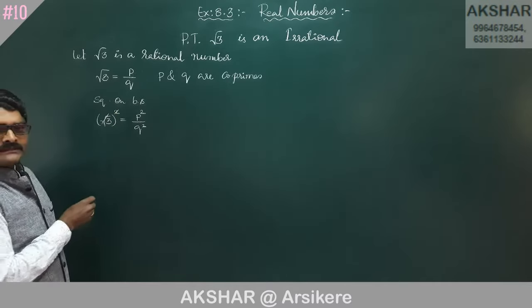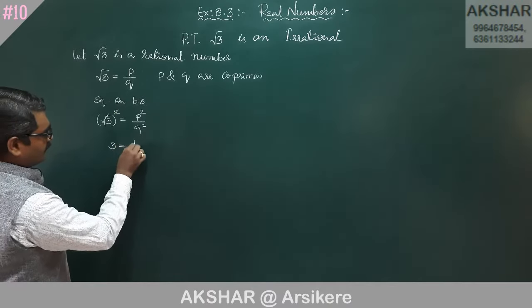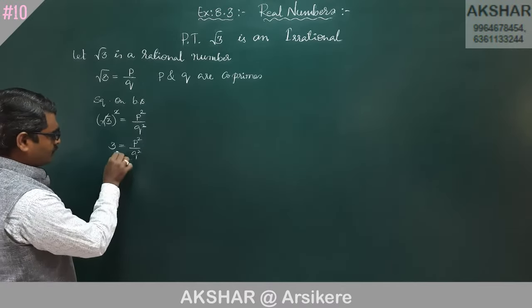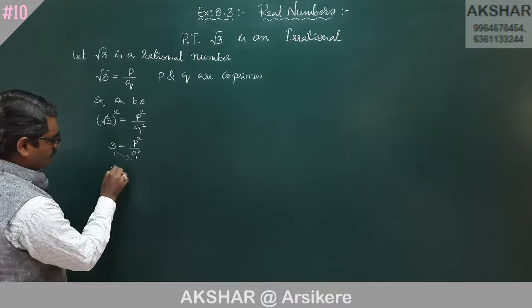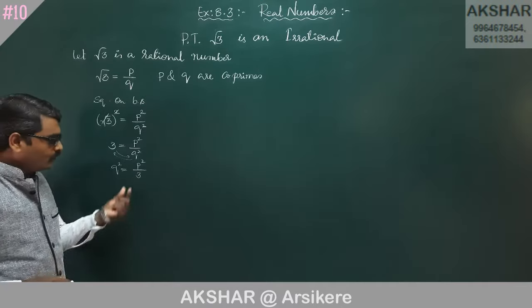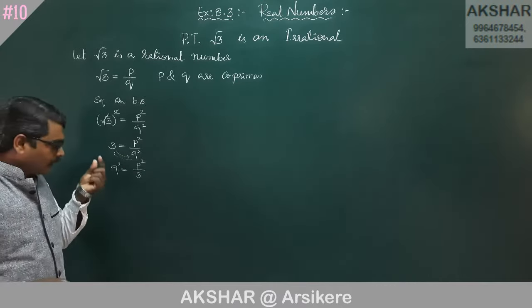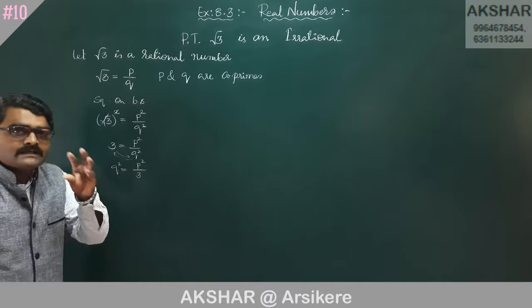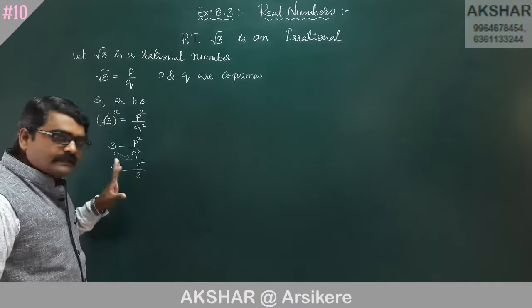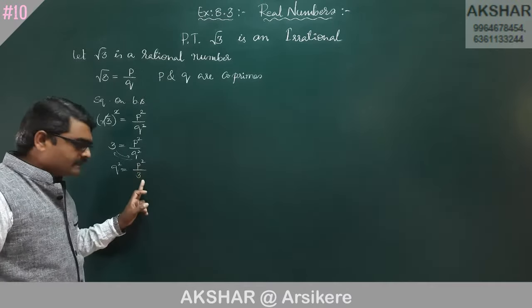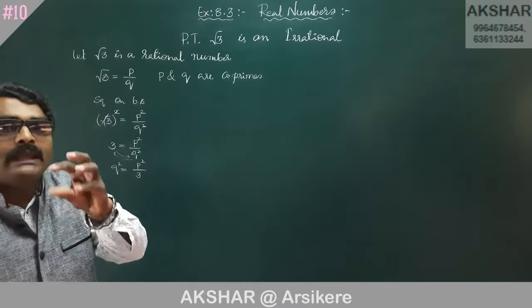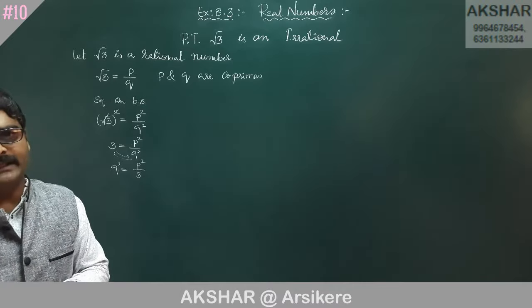Square and root get cancelled. So 3 is equal to p square by q square. Now exchange the place of q square and 3. So q square is equal to p square by 3. What does it mean? It means p square, a square number, is divisible by 3. Here in this problem, a square number is divisible by 3. It means its root p is also divisible by 3.